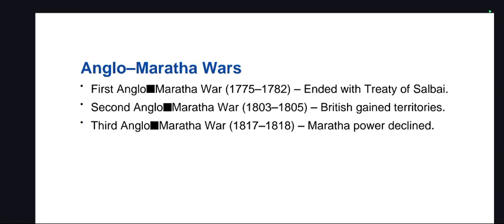Very crucial wars in the history of India, because we will see one by one what the results were and in which year they happened. The first Anglo-Maratha War was in the years 1775 to 1782, and it ended with the Treaty of Salbai. Here we can see the Peshwa Madhav Rao Peshwe.